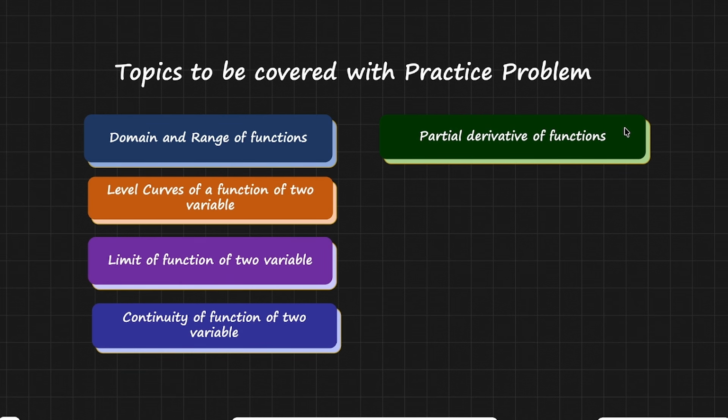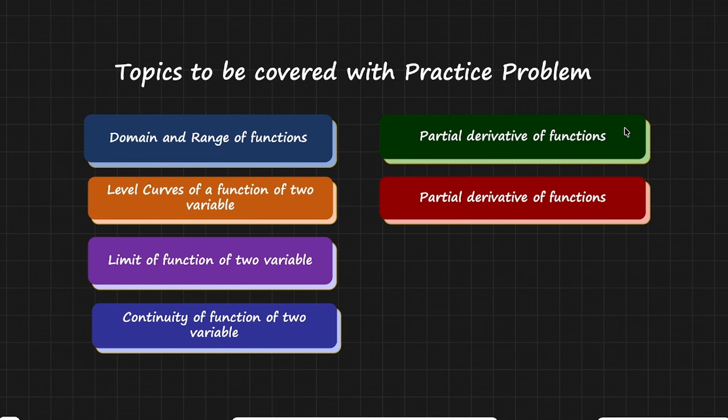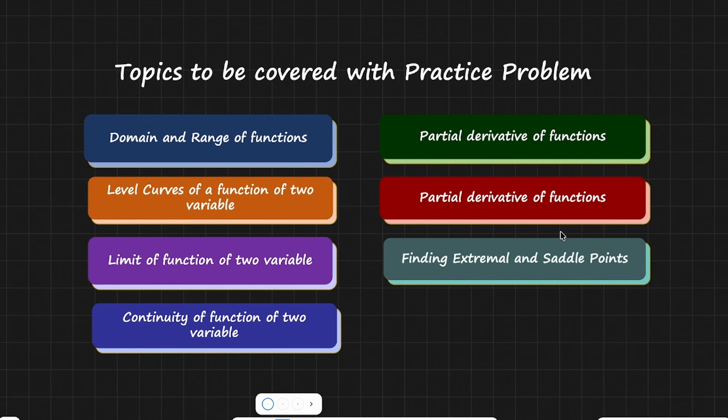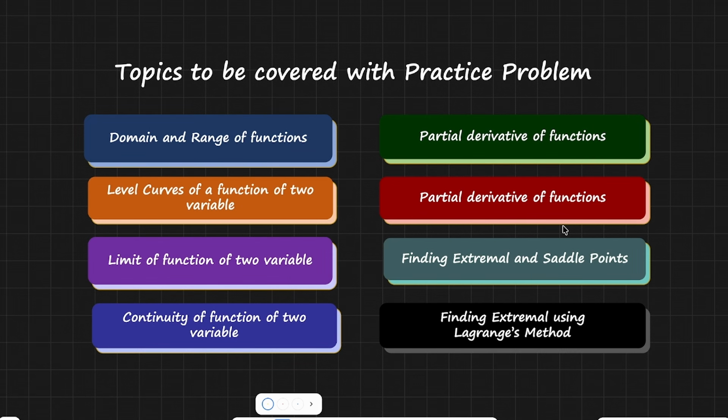Then we'll discuss the partial derivatives of the function, different formulas of the partial derivative, and basically what we mean by partial derivative, that I'm going to explain in this video. And then the partial derivative related to the chain rule, that we will discuss here. Later we will discuss finding extremals and saddle points, so basically maxima and minima of the function of several variables. And then we'll see the maxima and minima using one of the powerful methods called Lagrange's method. So we'll see around 8 topics in this single video.